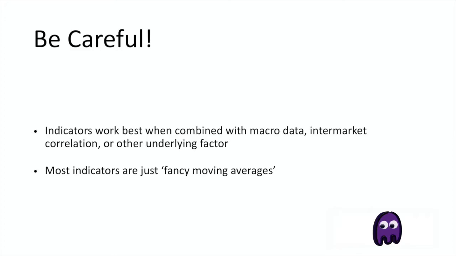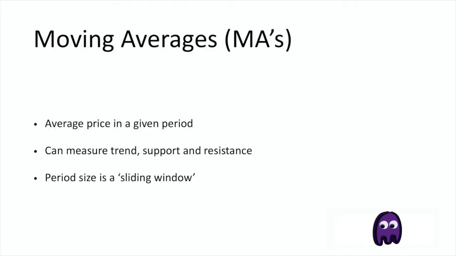Most indicators are just fancy moving averages. So for moving averages, we have the average price in a given period. These can measure trend, support, and resistance. And the period size is what we call a sliding window because as the chart updates, we have to update our measurement.